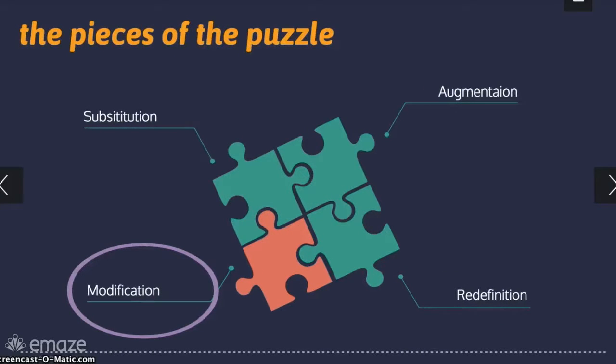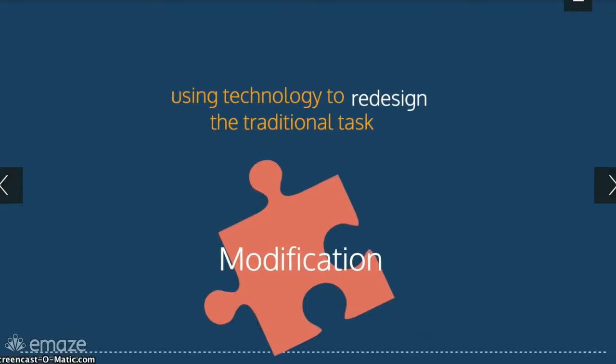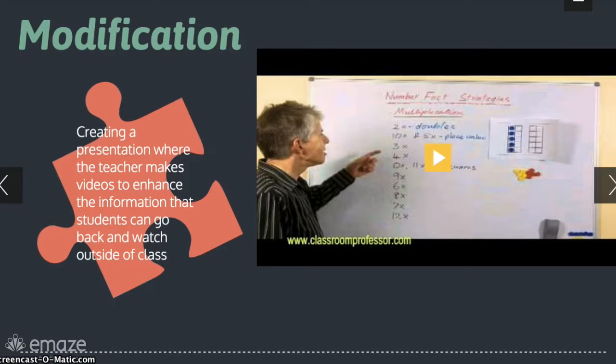The next piece of the SAMR model is modification, which takes technology and completely redesigns the traditional task. So instead of standing in front of your students and teaching a lesson, you create a podcast where you teach the lesson, which you then have accessible to the students. It lets the students go back and watch the video if they didn't understand in class, or it could be something you show in class that they then have a worksheet to go along with and work, and you can work one-on-one with students.